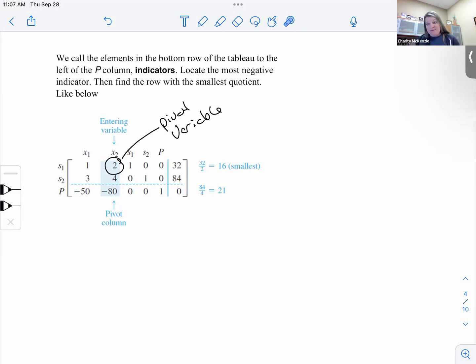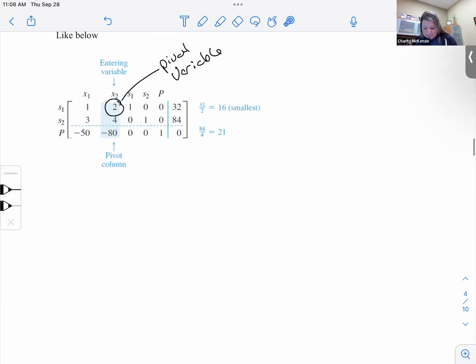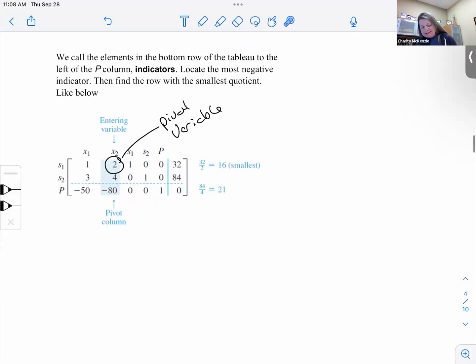So 4 would have been negative. We wouldn't have even had to divide. We would have just said 2's our pivot. So zeros and negatives you cannot use on a pivot variable. You get to kind of just ignore them. If I would have had both negatives, there's no solution to this problem. Okay? Or both zeros. That's our pivot variable. So that's the important process: most negative, smallest ratio.